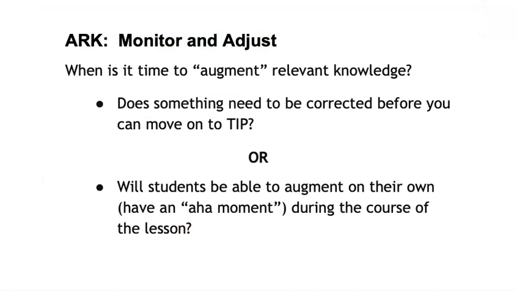When might it be time to augment relevant knowledge? Well, imagine that you started off your lesson, let's say you're teaching math, and you asked your students, hey guys, tell your partner, how do we multiply fractions? Everybody talk about multiplying fractions. What are the steps we take? You let them have their partner conversations, and then you call on a pair to share what they talked about, and the information they shared is not correct. So obviously, we're going to need to make some corrections before we can move on into the lesson.